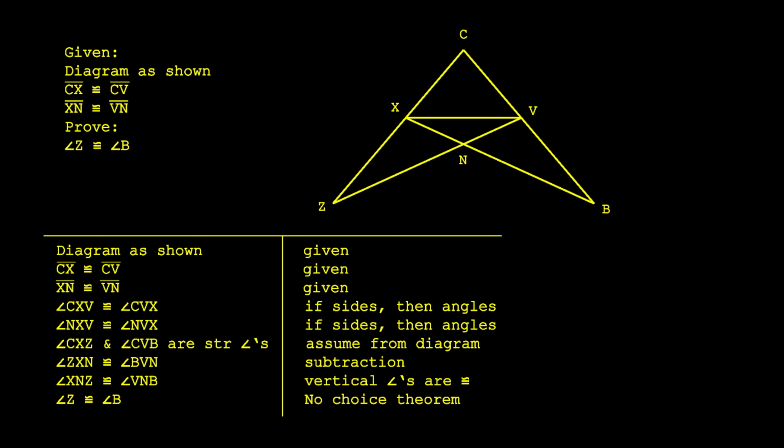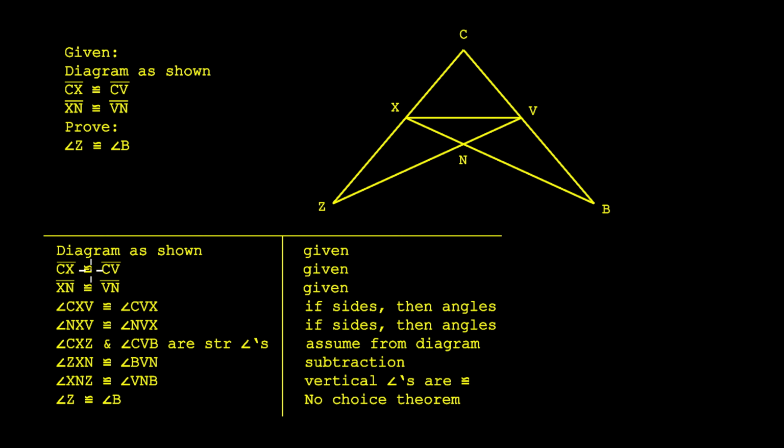In this video, we will be doing a proof involving the no-choice theorem and isosceles triangles. So here we go. The givens and proof are here. They're also down here. We'll go through the proof and put it on the diagram over here. So first, the diagram is shown, given.